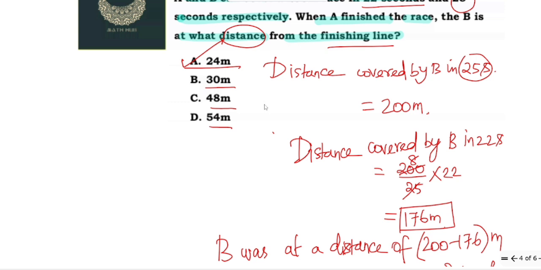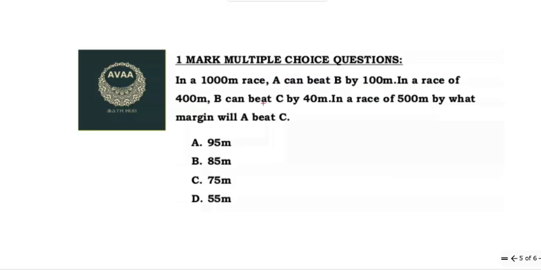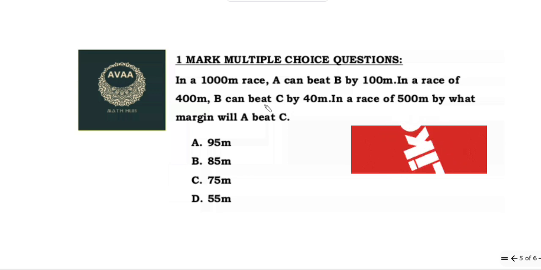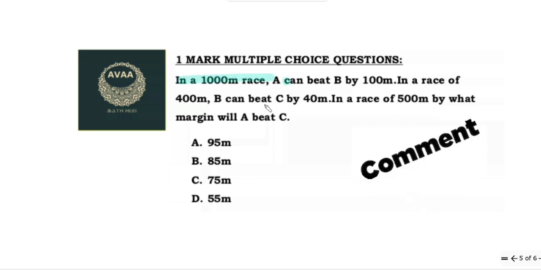Now let's move on to the next question. Here they have given again a 1000 meter race. In a 1,000-meter race, A can beat B by 100 meter. In a race of 400 meter, B can beat C by 40 meter. In a race of 500 meter, by what margin A will beat C? The options are 95 meter, 85 meter, 75 meter, 55 meter.